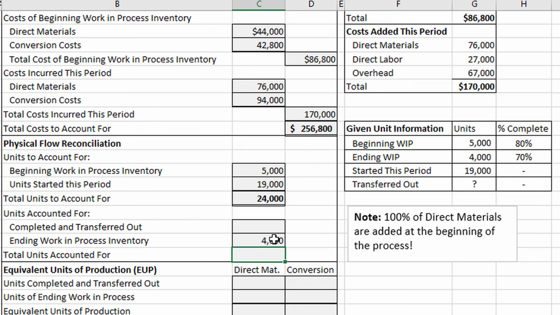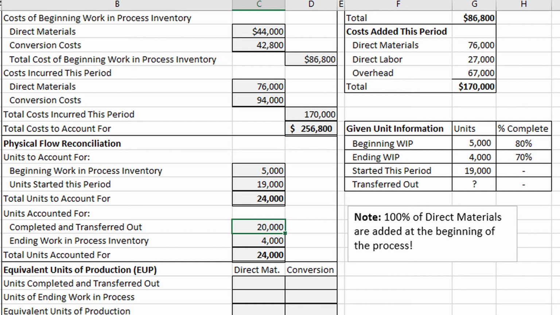And then remember the equality of this equation. The total units to account for must be equal to the total units accounted for. So that means this 24,000 can also go right here. So we have 24,000 for our total units accounted for. And that should clue us in that this blank is going to have to be, well, 20,000, right? If we put 20,000 here, then we have 20,000 plus 4,000 gives us 24,000. Alternatively, you can take 24,000 and subtract 4,000, which will also give you the 20,000 that we want.